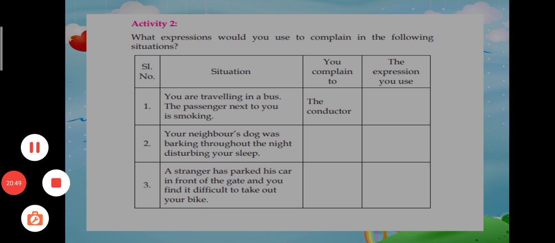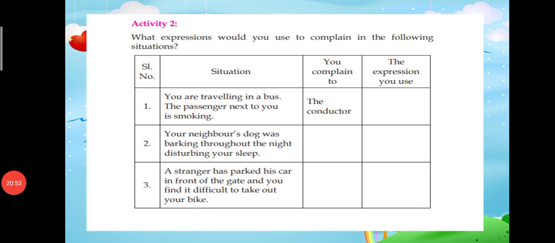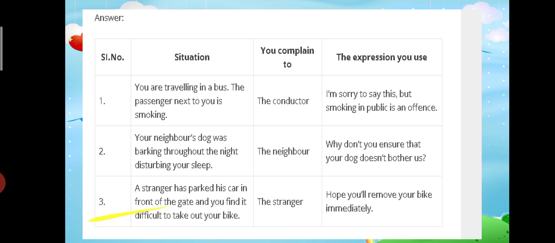Next, one more situation has been given to you. A stranger has parked his car in front of the gate and you find it difficult to take out your bike. So, whom will you complain to at that time? You have to complain to the stranger. How will you do it? "Hope you will remove your car immediately."